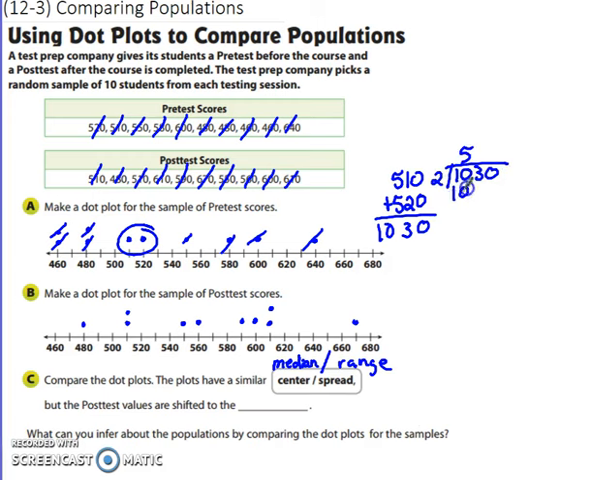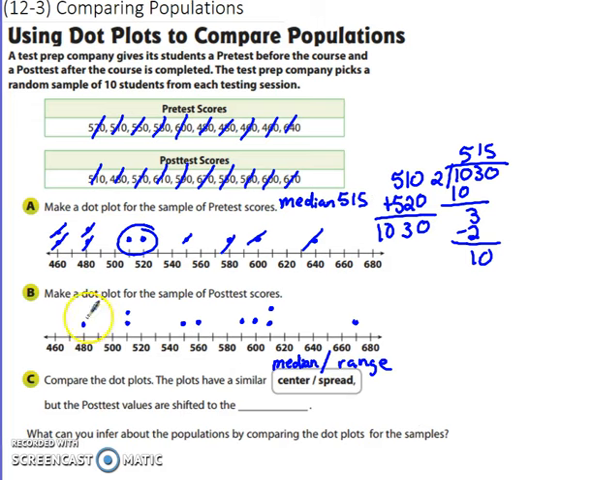So then we do 1030 divided by 2. We go in there 5 times. We go in there 1 time. And we go in there 5 times. So for the median for the pre-test, we have 515. So now we're going to do the median for the post-test.